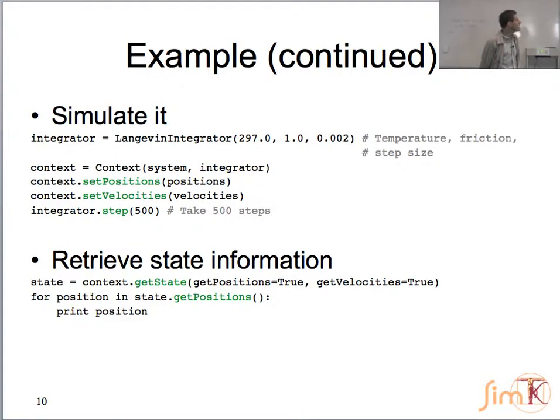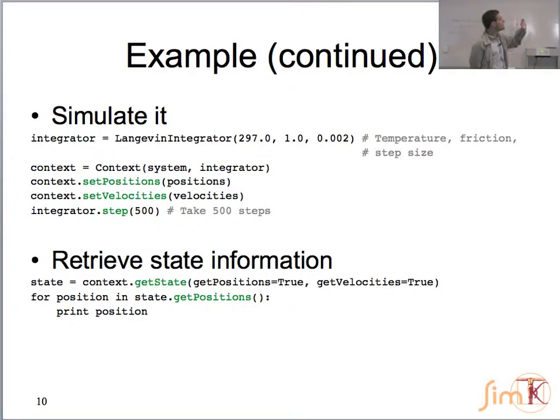And now we've got a state object, and we can call get positions on it to get that list of positions. So here I've just done this completely trivial thing of looping over all the positions and printing them out, just to show you an example of what the code would look like. In practice, you'll probably do something different.